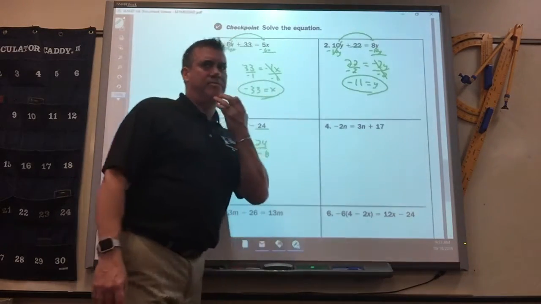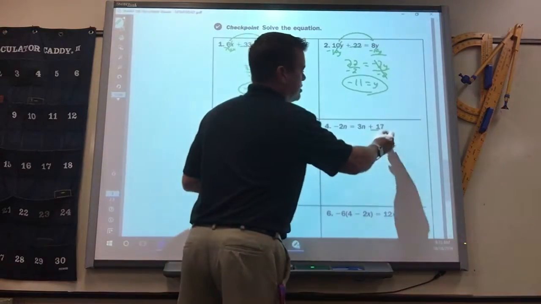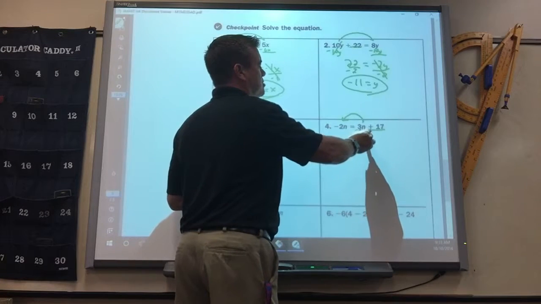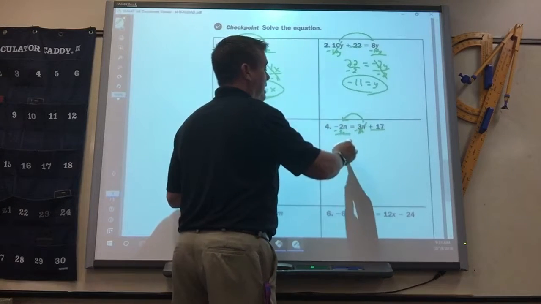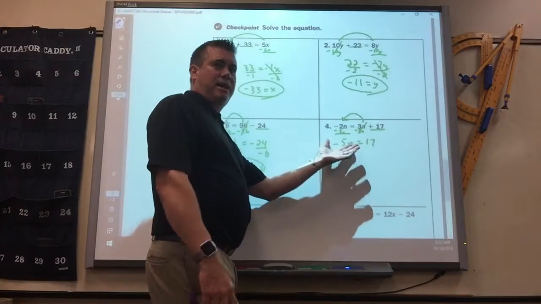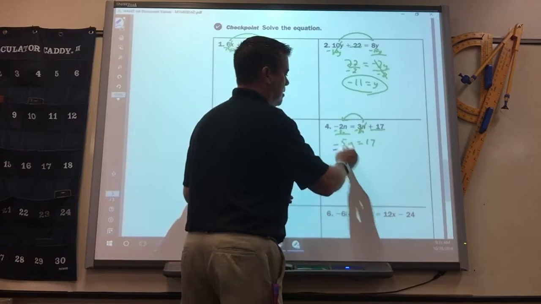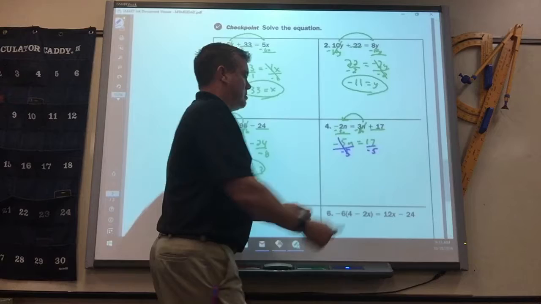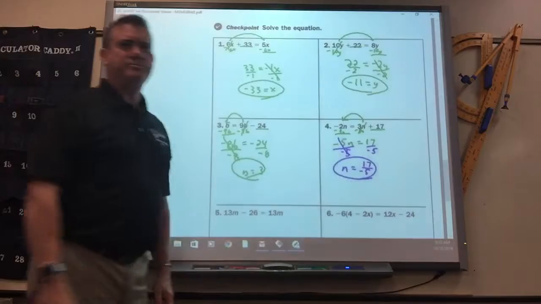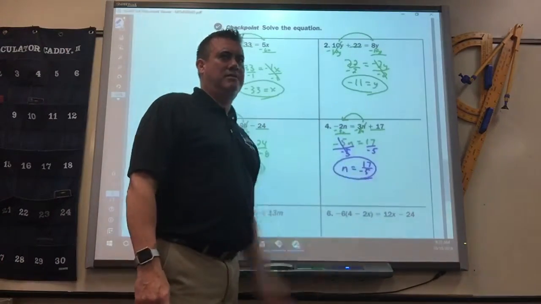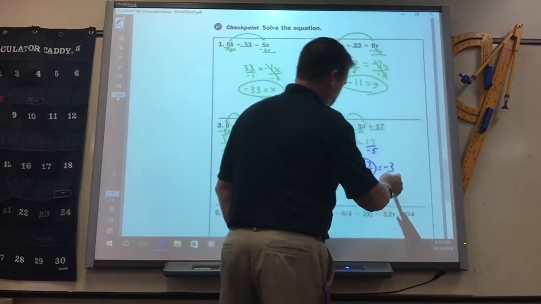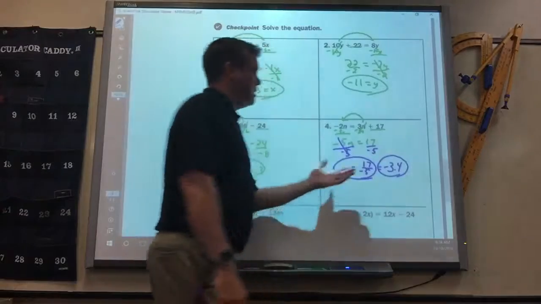Here's where we're going to get an odd fraction. I'd want to just keep that 17 there and get the n's over on the left side. It's a plus 3n, so you minus 3n, and you get negative 5n. So, in order to get rid of the negative 5, divide. And that doesn't divide evenly, so you could just leave it like that. If you ever get an odd fraction, you can just leave it as an odd fraction. Now, if you did divide it out, that would be negative 3.4, which isn't a bad decimal, so either one would be okay.